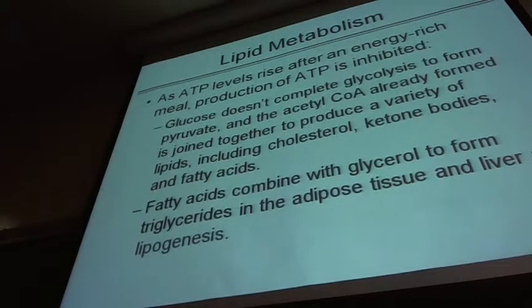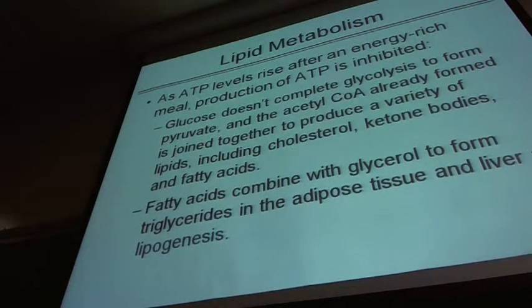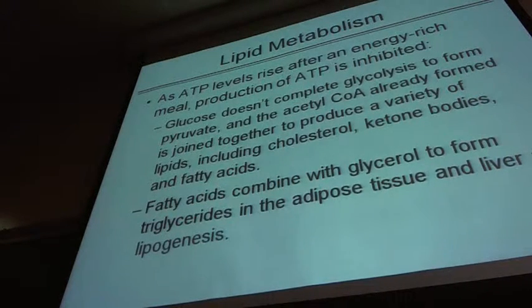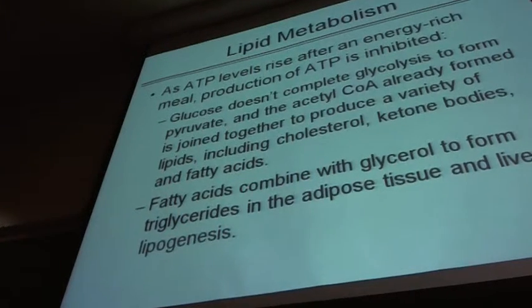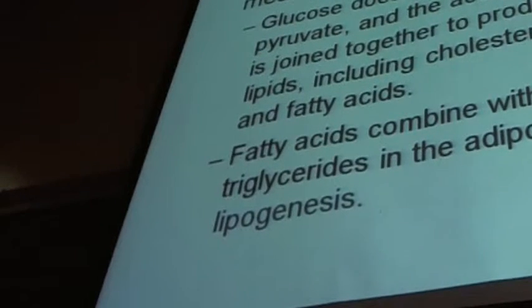Okay, lipid metabolism. ATP rises after an energy-rich meal. The production of ATP is inhibited. Glucose doesn't go through glycolysis. Pyruvate and acetyl-CoA are already formed or joined together to produce a variety of lipids. Remember, your pyruvate is a 3-carbon. Your acetyl-CoA is 2-carbon. So now you've got your 5-carbon ring. Remember, your lipids, your steroids, your cholesterol all have that 5-carbon ring on them.